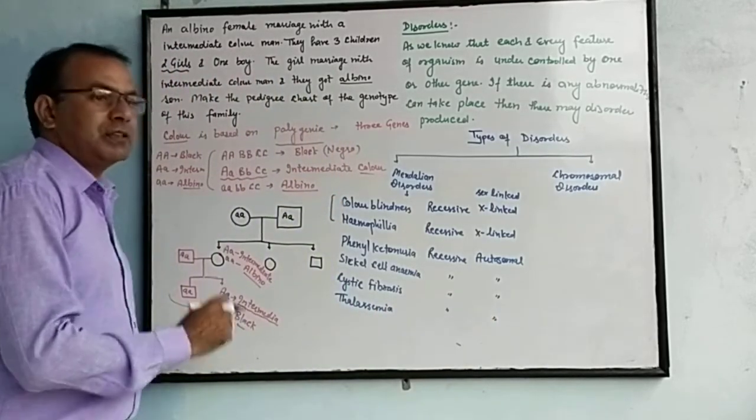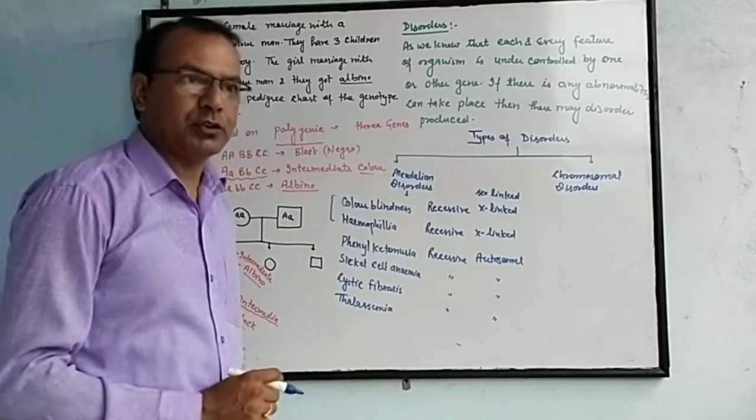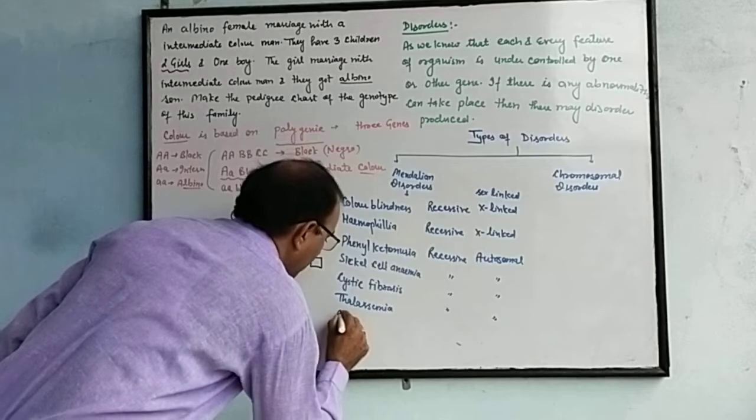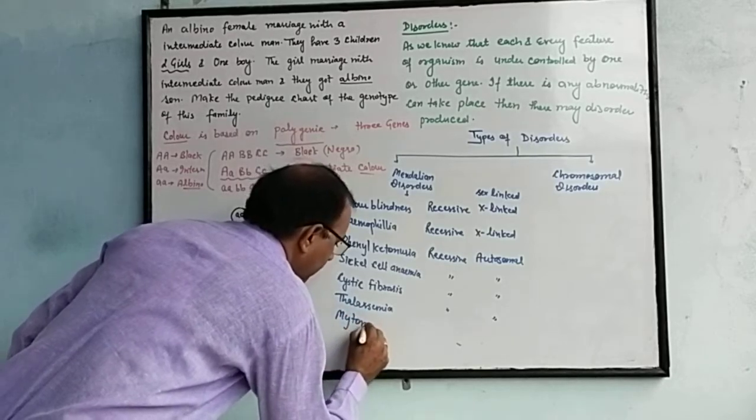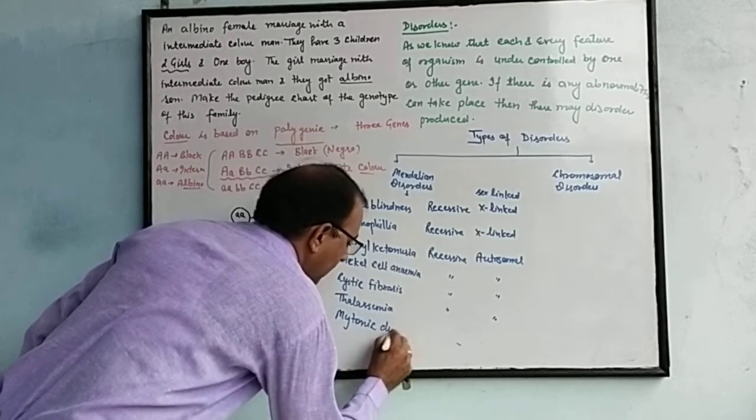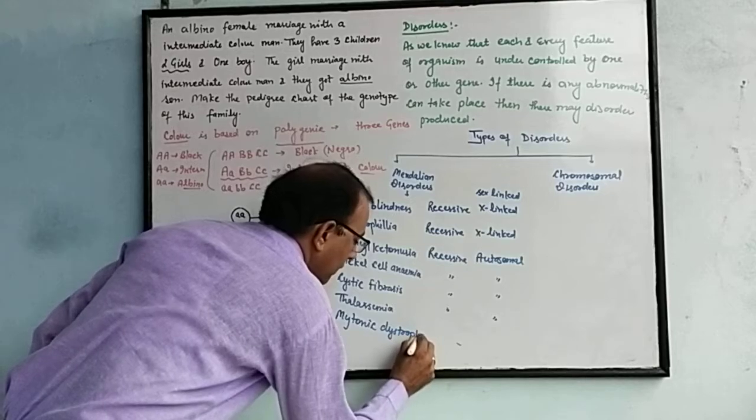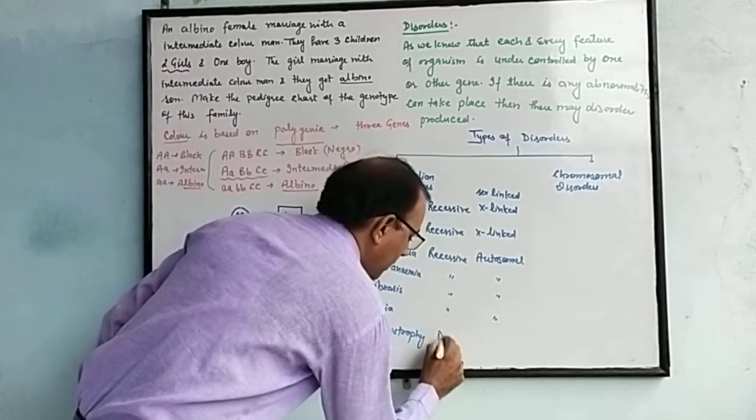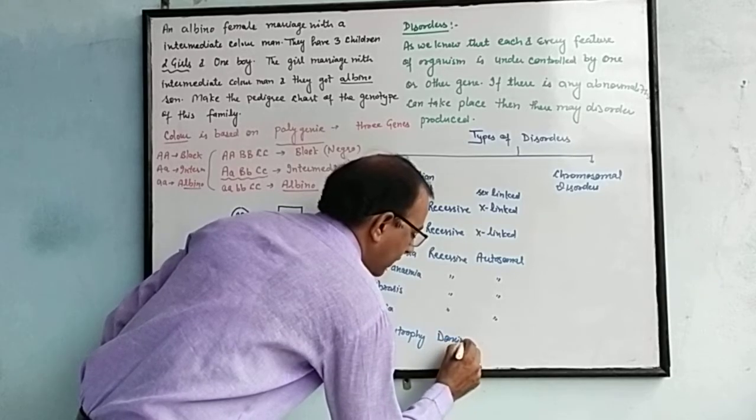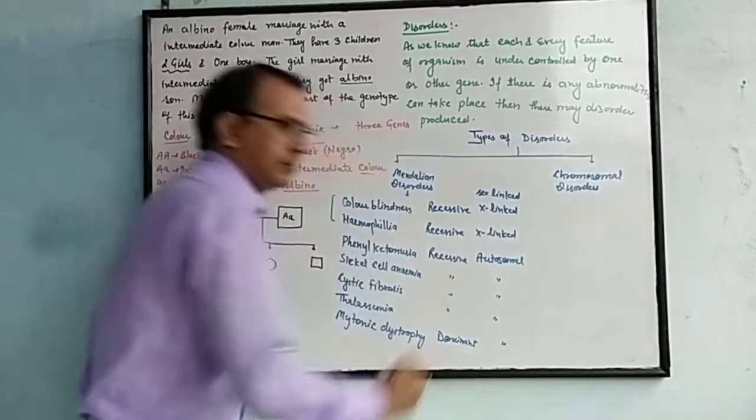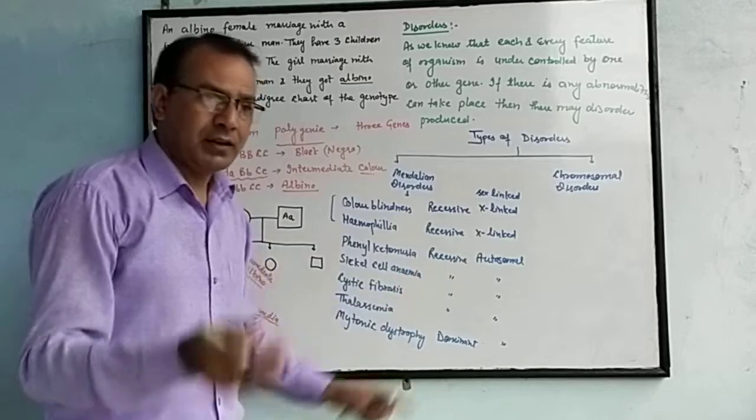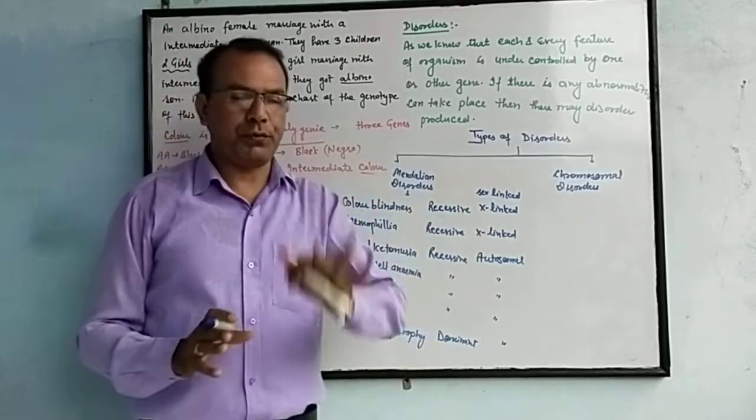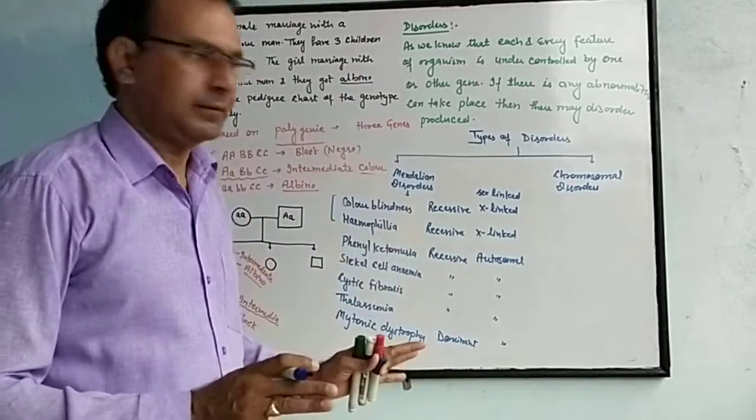But one more disorder which follows the Mendelian pattern is myotonic dystrophy. This disorder is dominant but autosomal. Recessive means one is carrier. Dominant means either male or female is already affected.